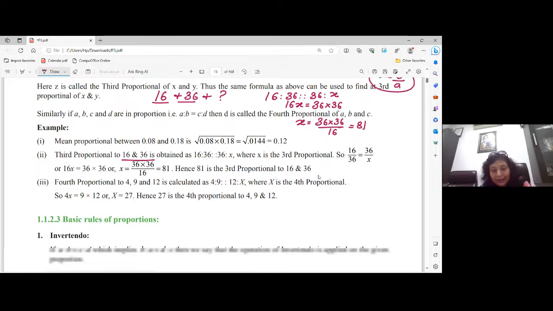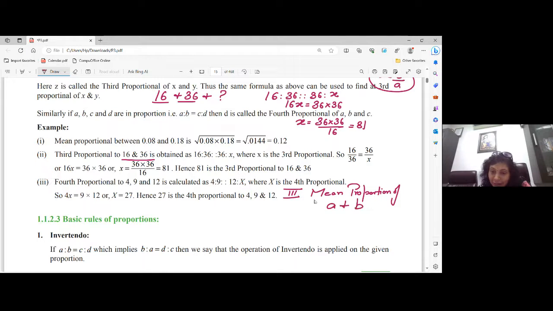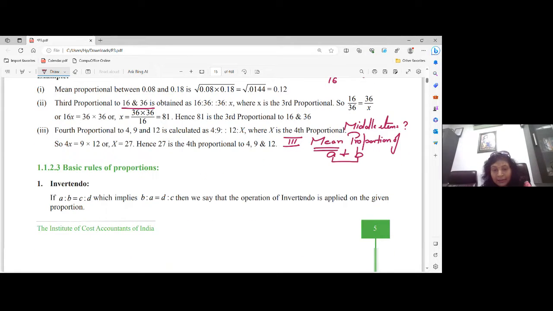Now next thing is they can ask you how to find out the mean proportion. Mean proportion of A and B. Now what is this mean proportion? That means you have to find out the middle item. And in case of mean proportion, you have been given just two items again, A and B. That means the given items are extreme items and you have to find out the middle item. So you already know whenever we have just three items, the middle term plays a double role and we have to find out the middle term.